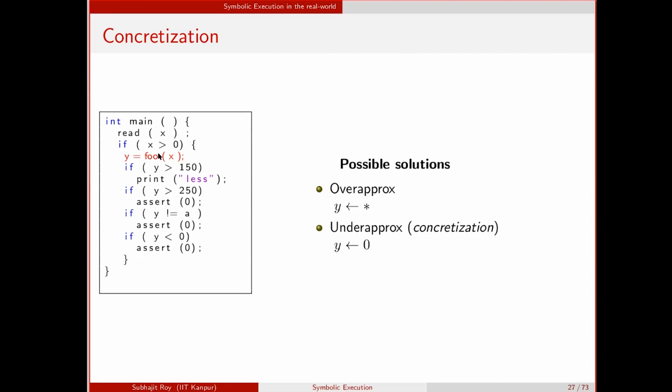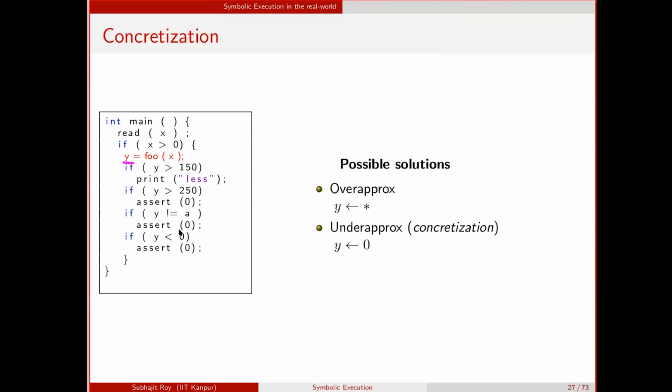It actually concretely executes function foo on that particular value, and whatever is the output, it assigns to y. Right? And then it continues. So now y is no more symbolic. y is a concrete value, as we call it. It's one constant value. And then the rest of the execution happens with that particular value. So this is something called concretization. And it has been one of the very powerful techniques of using symbolic execution for real world programs.